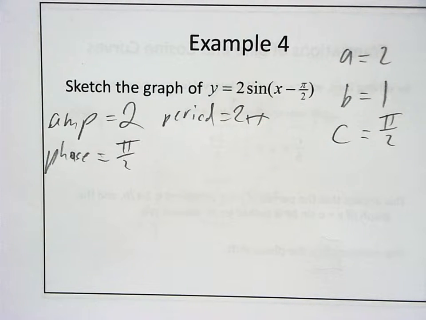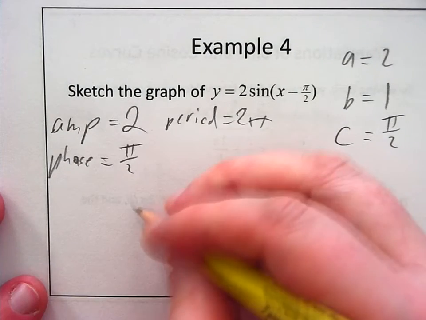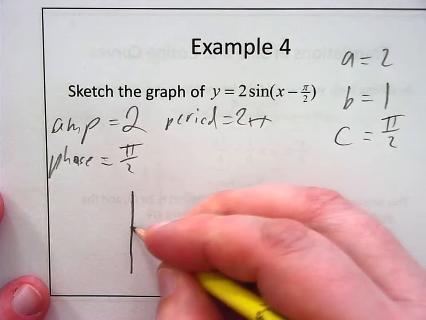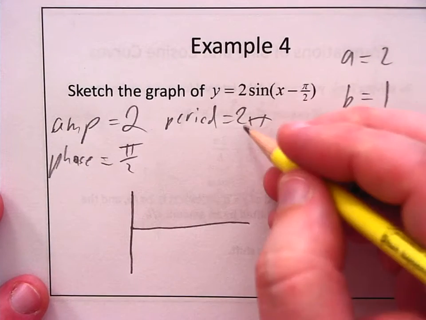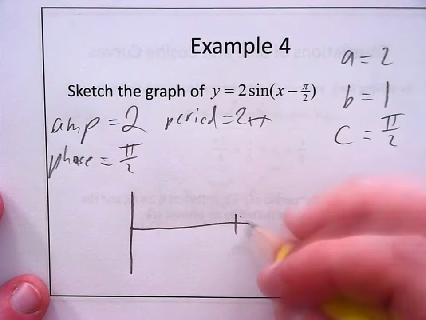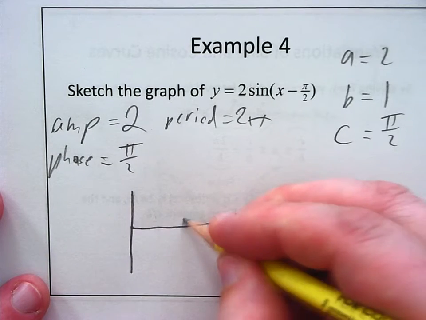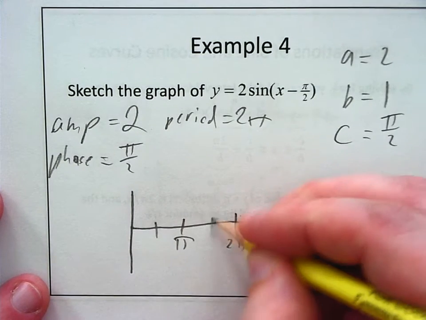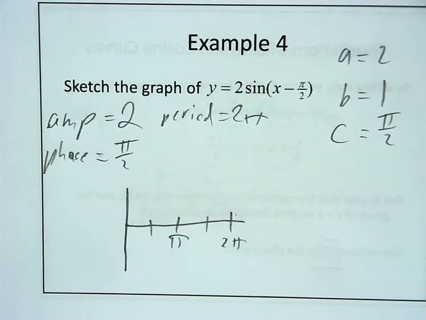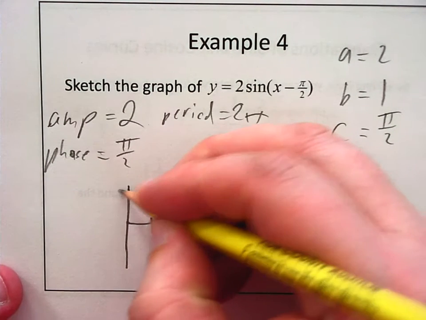So, from there, generate the graph. The period's still going to be 2 pi, so that'll be enough to show a cycle, but it's going to move a little bit. So I'm just going to start with that there, and think of my 5 key points. Now the amplitude is 2, so I need to go up to 2, down to negative 2.